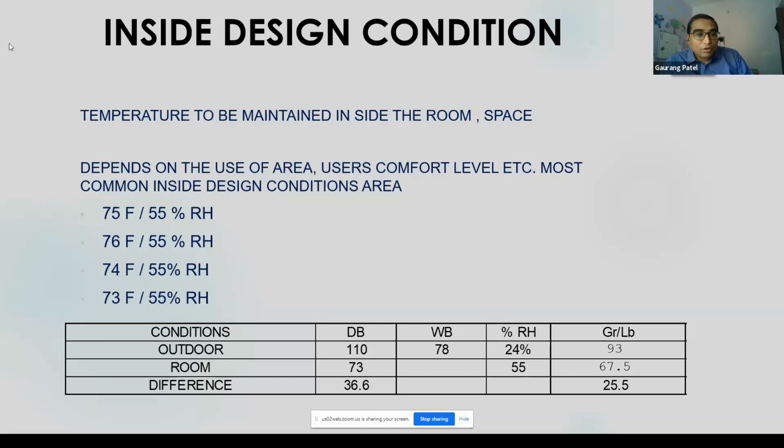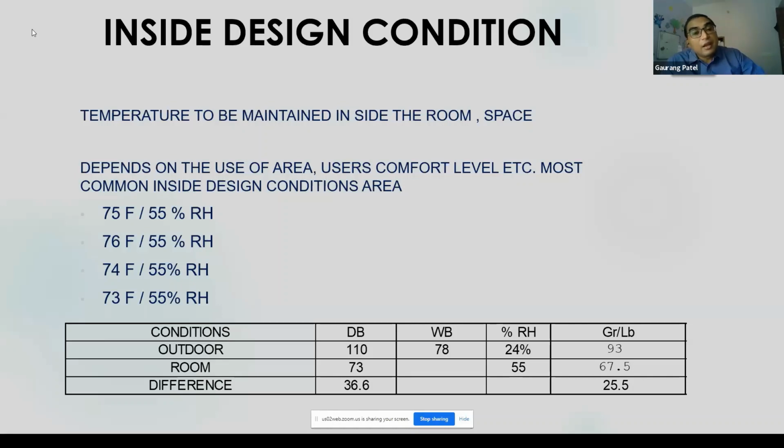Then you need to define your inside design conditions, what temperature you will require in your comfort areas. In normal residences, we design at 24, 25 degrees. In some cases, for example an OT area, the operation theater in hospitals, maybe I need to go for a lower temperature. Why?